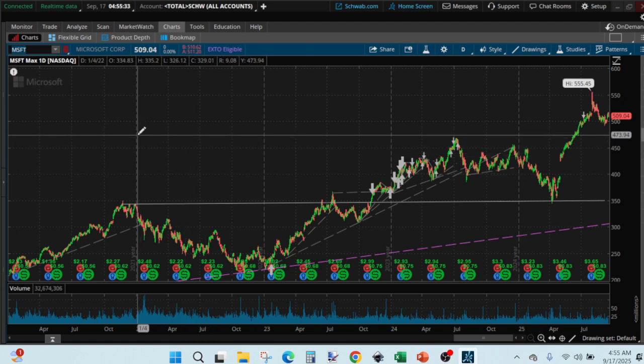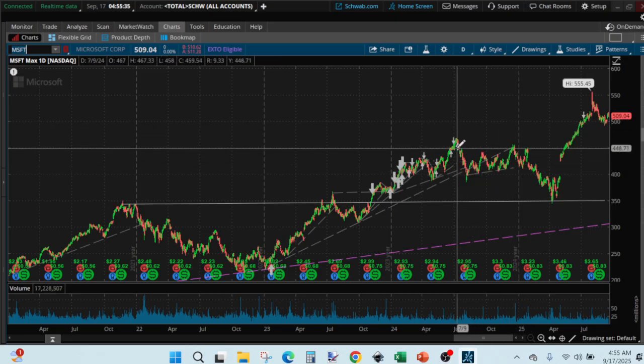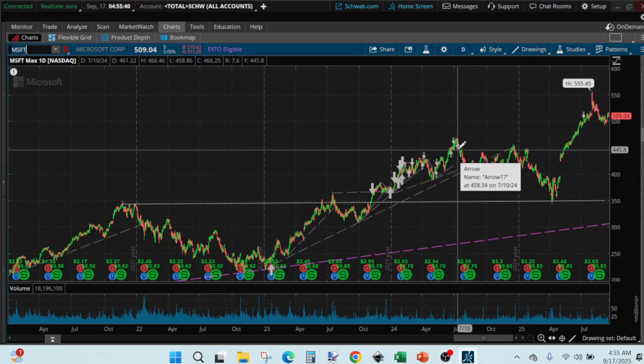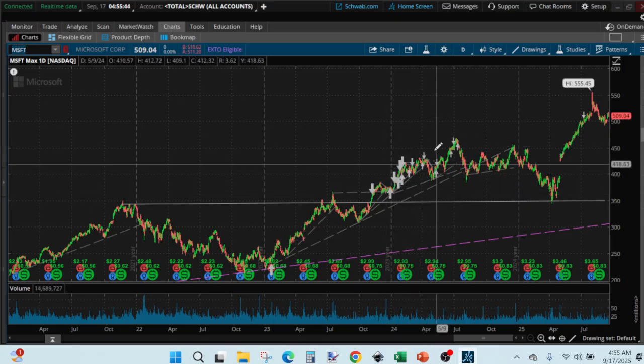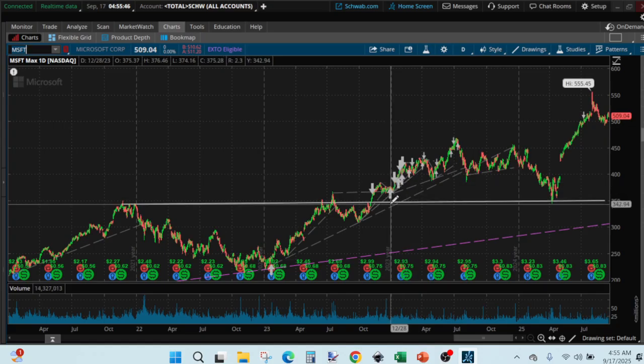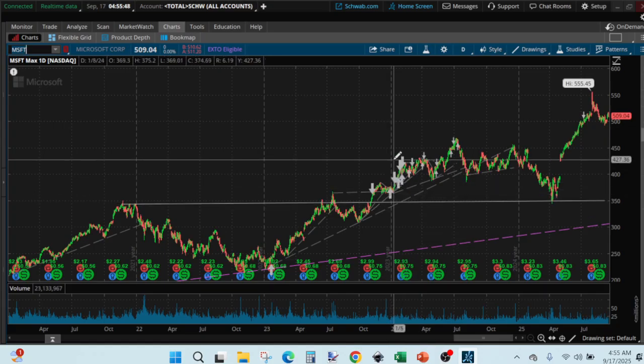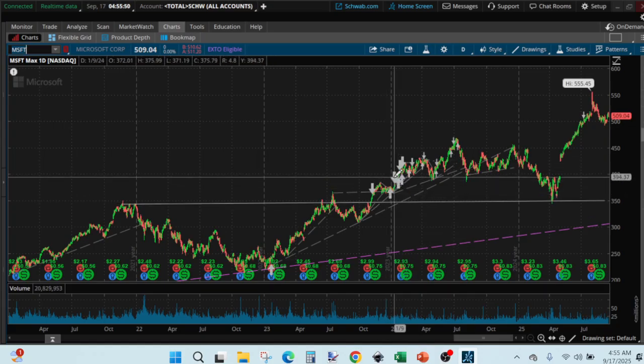In this instance though, Microsoft, we bought it sometime around July 2024, a little bit higher up here, because we traded using short option swing trading strategy. The arrows at the bottom point out where we bought it, the arrows at the top pointing down show where we sold it.